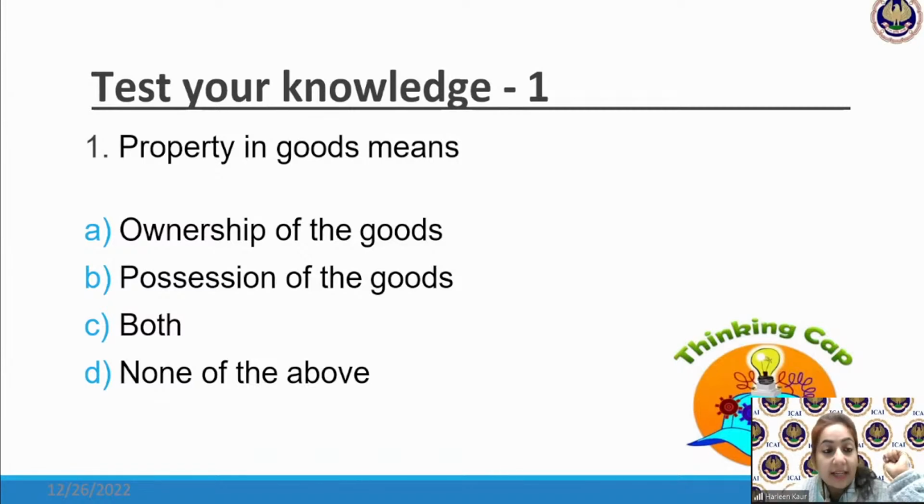Okay, 1A is the correct answer. Yes, I was talking about the difference between ownership and possession of goods. Possession means the custody of goods, like we do in pledge, bailment. You're only giving the goods, you're not giving the ownership. Ownership means when you have given all the rights of those goods to another person. When you become the owner, you can do whatever you want with those goods. So 1A is the correct answer.